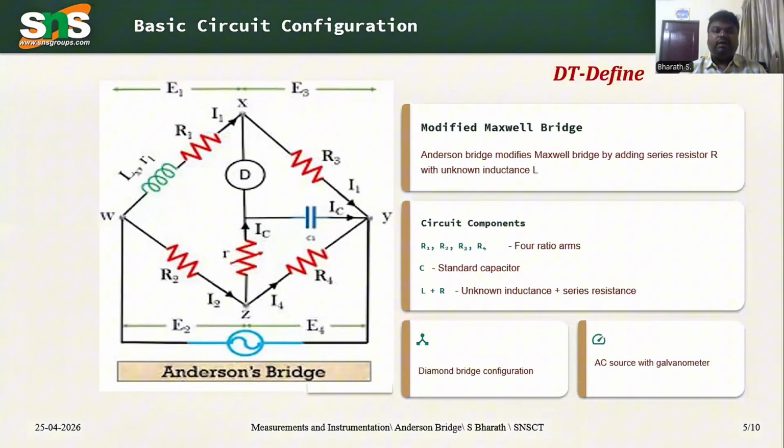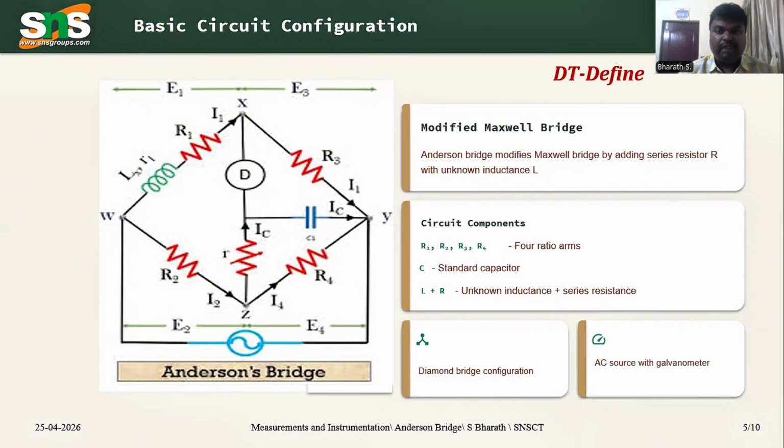The basic configuration of Anderson's bridge is shown in the figure. Similar to other bridges, it has 4 limbs, and in addition we have one limb connected to the central detector and capacitor. You can see in limb 1, between X and W, we have R1 and the unknown inductance Lx with its resistance, and R3. IC is the current flowing through the detector, C3 is the capacitance, R4 is a resistance, and R2 is another resistance. We have the supply voltage, and the voltages across each limb are E1, E2, E3, and E4.